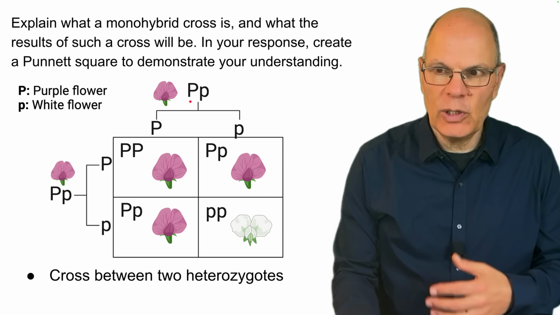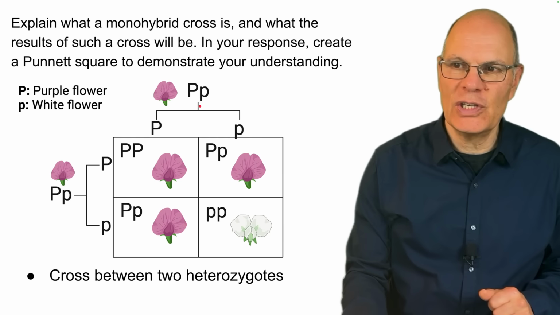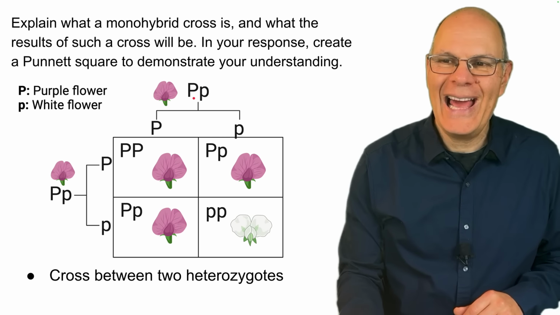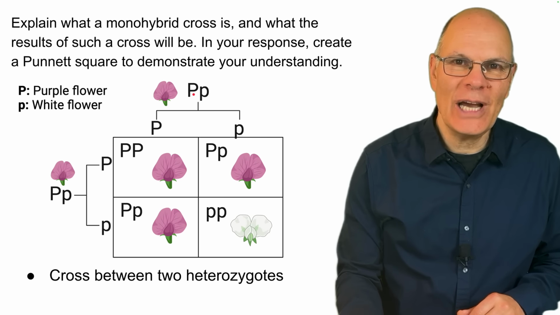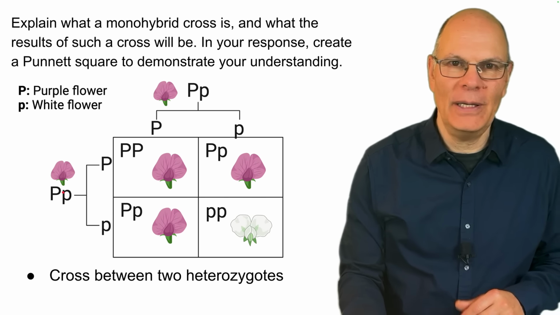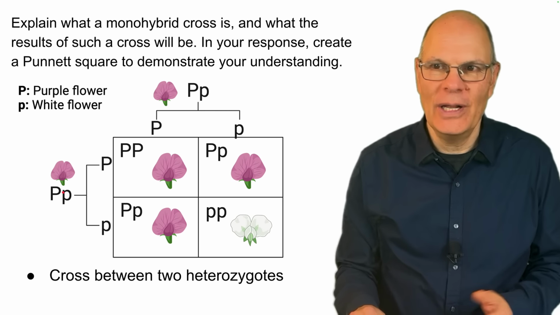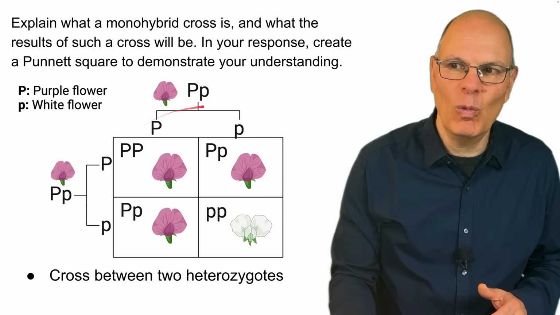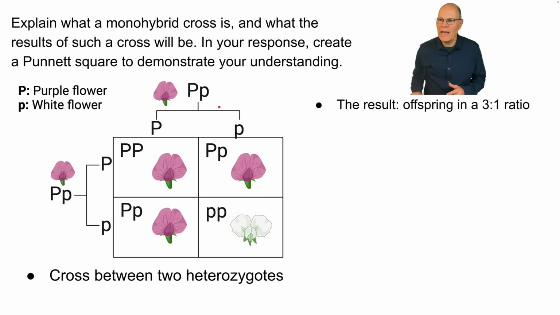So these are peas, which was one of Mendel's study organisms, and this pea has purple flowers. The genotype is capital P, little p, capital P, little p. Why? Because it's a heterozygote, and this is a monohybrid cross. So they're hybrid for one characteristic. Now, the result will be offspring in a 3-to-1 ratio.